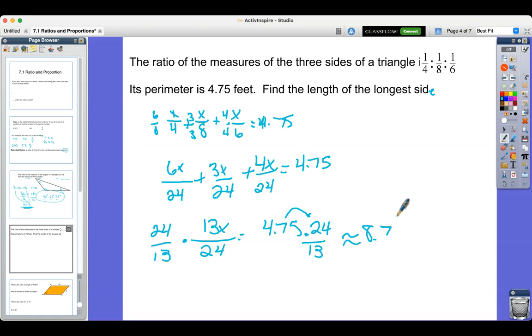We still get the same thing for x regardless. 8.7692. That's what we get. I think, to me, not having the fractions is a little bit easier. But either way is right.